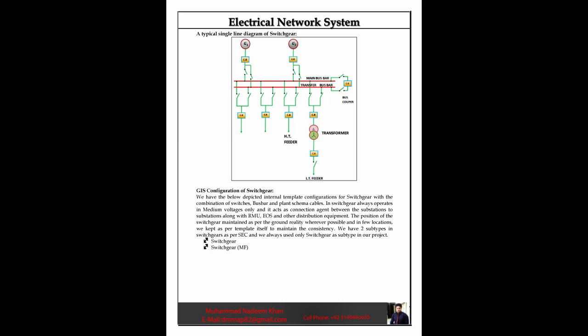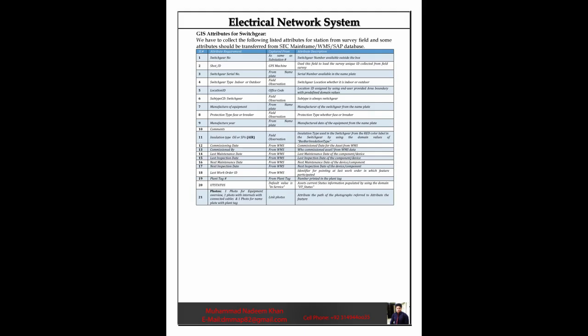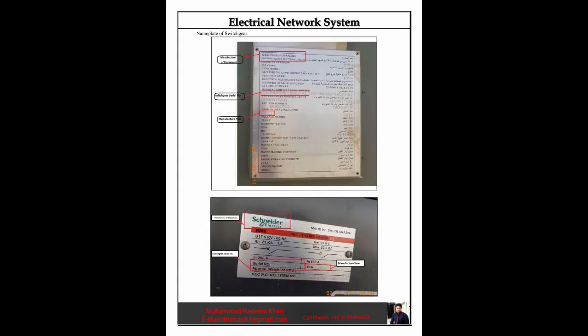We have two subtypes in switchgears as per SEC, and we always used only the switchgear subtype in our project. GIS attributes for switchgear. We have to collect the following listed attributes for the station from the survey field, and some attributes should be transferred from the SEC mainframe/WMS/SAP database. Attribute requirement captured from attribute description. Survey photos and attributes collected for switchgear. Overview of switchgear. Nameplate of switchgear.